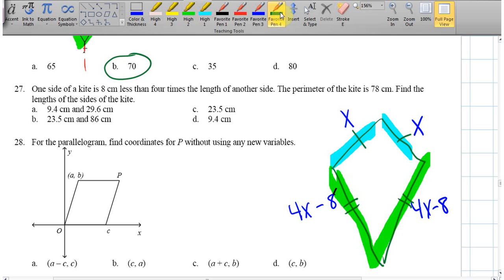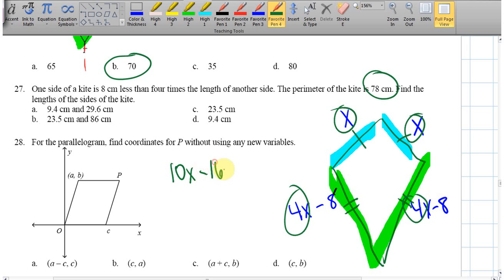It tells us the perimeter is 78 altogether. So when I add up all 4 sides, it should be 78. When I do that, 4x and 4x and x and x, that is 10x altogether. Negative 8, that's negative 16. That is going to be equal to 78. So 10x equals, let's see, what is that, 94? And x is 9.4. That's the value of x.